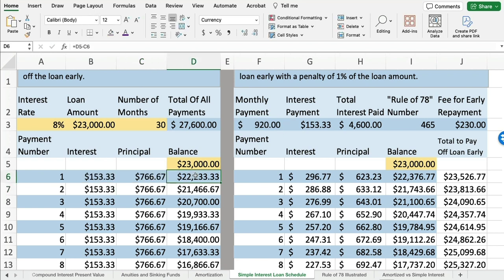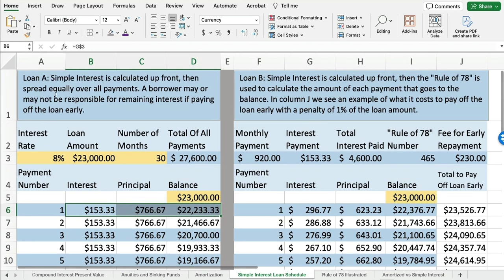Then in cell D6, we have equals D5 minus C6. So D5 is the number that's directly above, and then we're subtracting the number that's directly to the left. So equals D5 minus C6. And those are the three calculations for loan A.